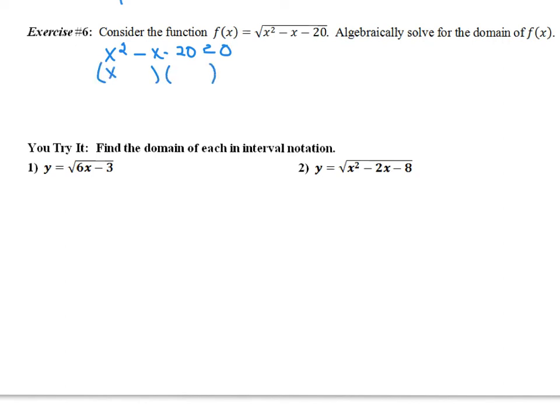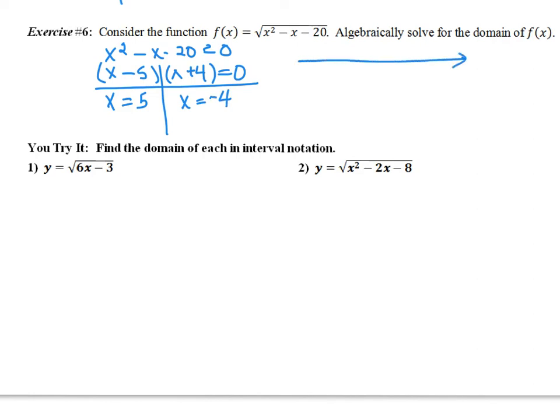So I see that this factors into x minus 5 times x plus 4, and I'm going to set it equal to 0 to solve for those numbers on my number line. That's going to give me x equals 5, and x equals -4. So we make the number line, putting those two numbers, -4 and 5. Both of those numbers are part of my domain, so I'm going to fill in the circles at -4 and 5, and then test numbers in each interval.